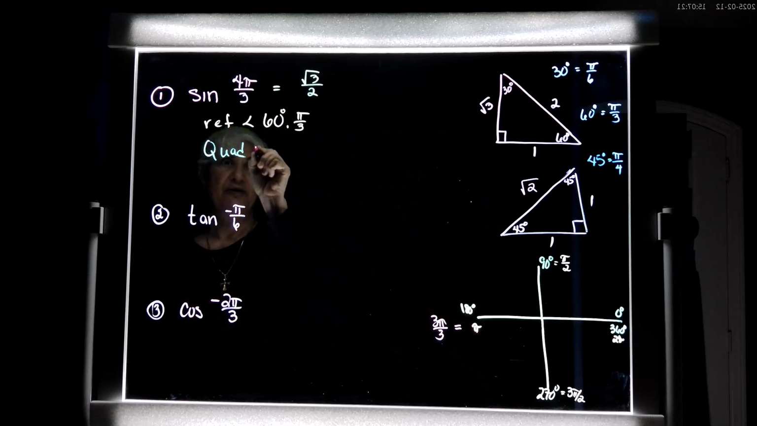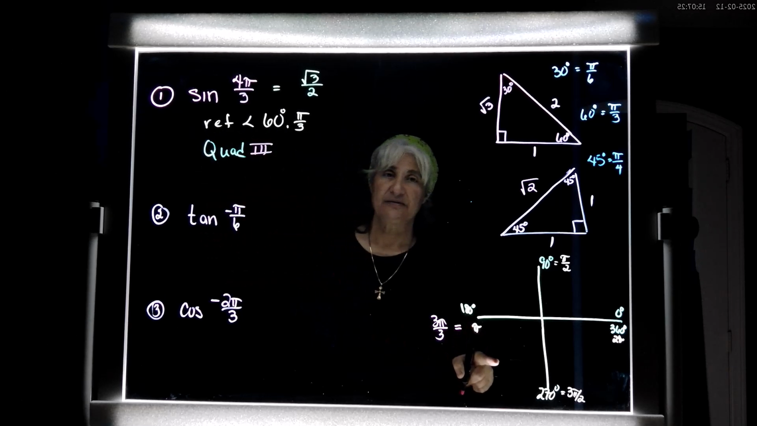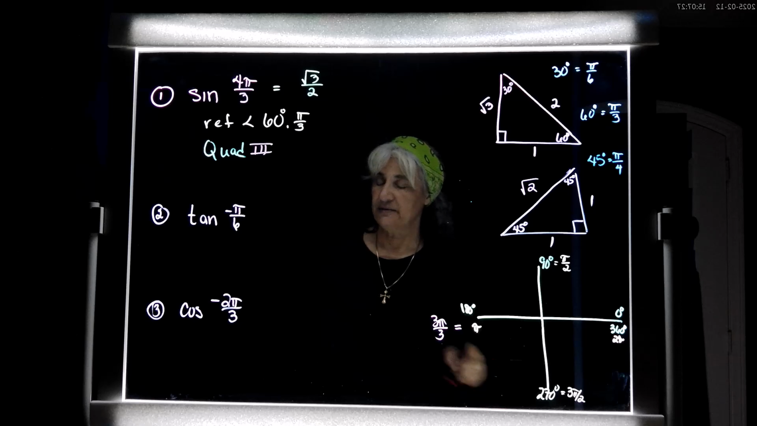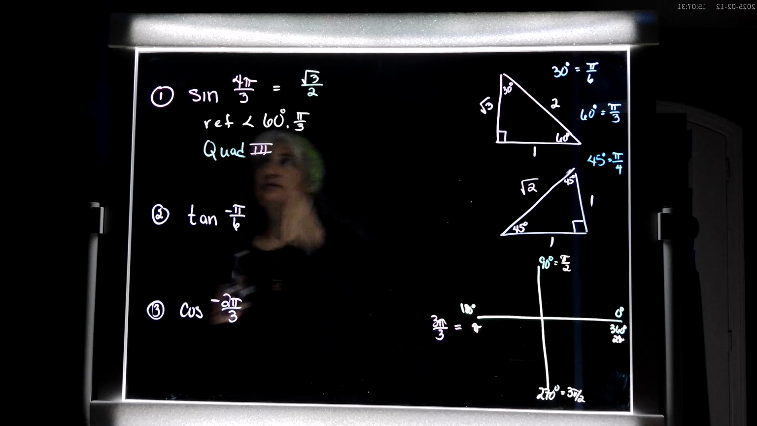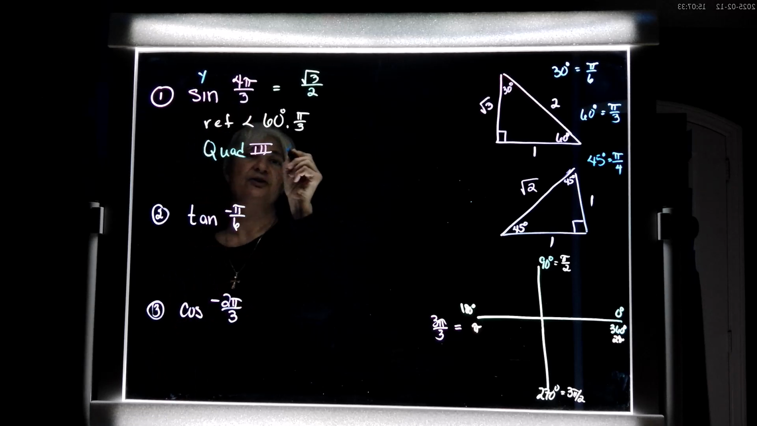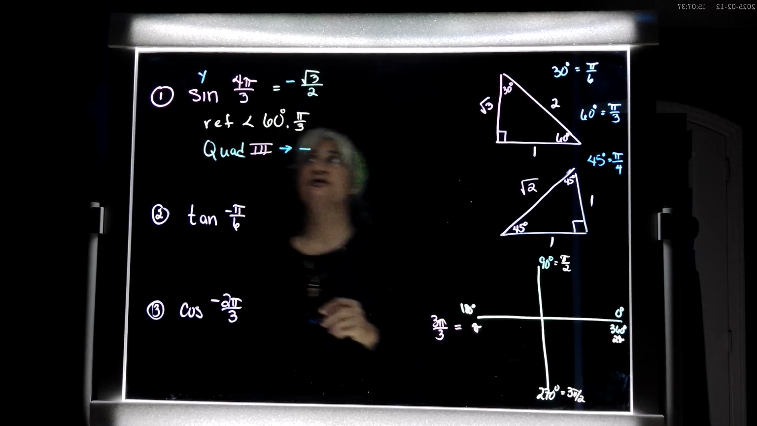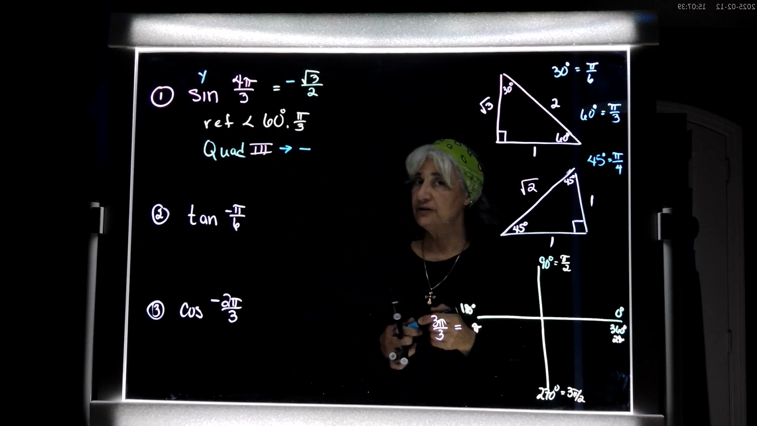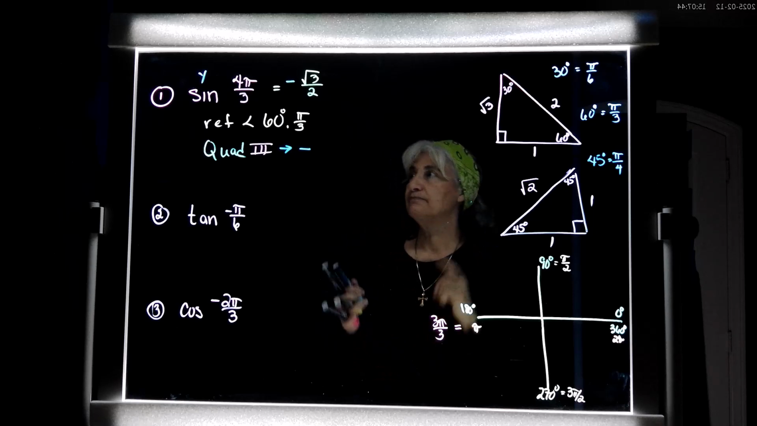So this being a quadrant 3 angle tells me sine, is that x or y? That's the y value. So the y value in quadrant 3 is negative, which means this answer is negative. Good? Okay. Let's see what you did for number 2.